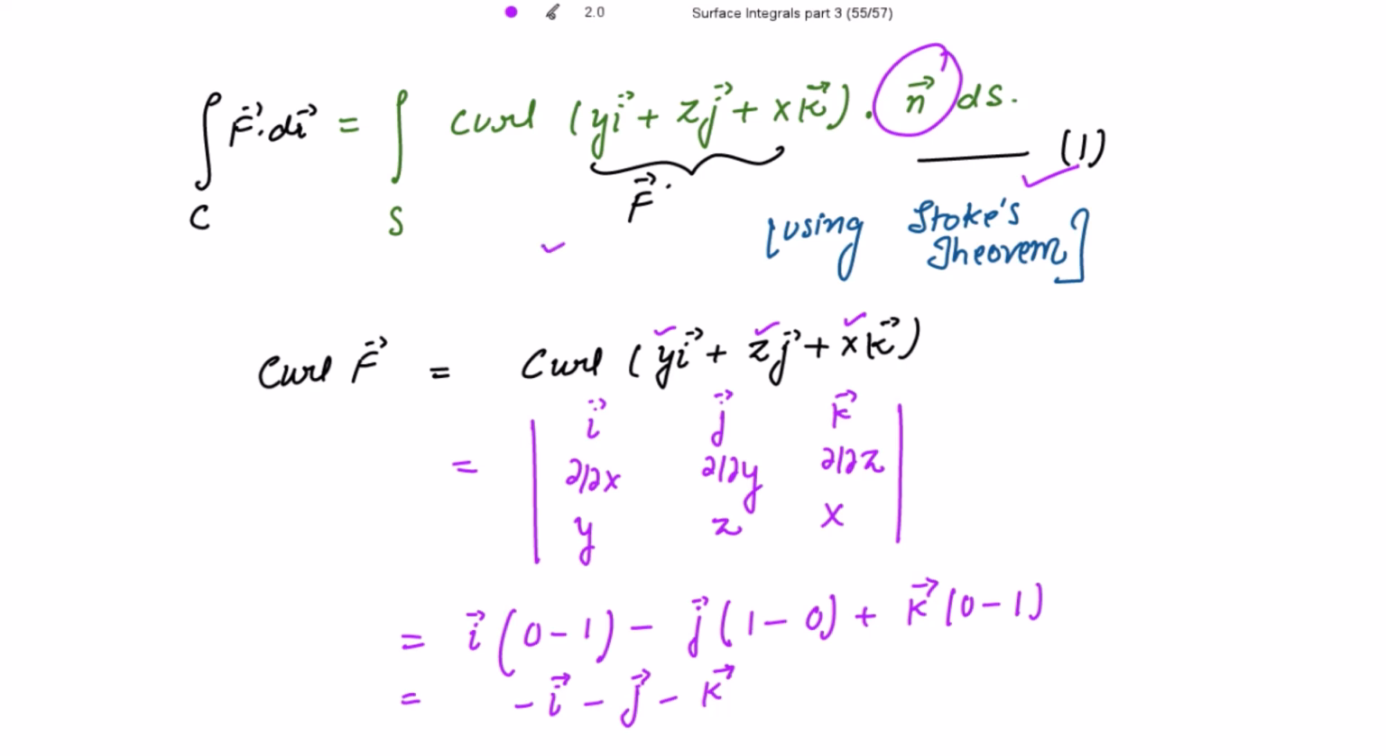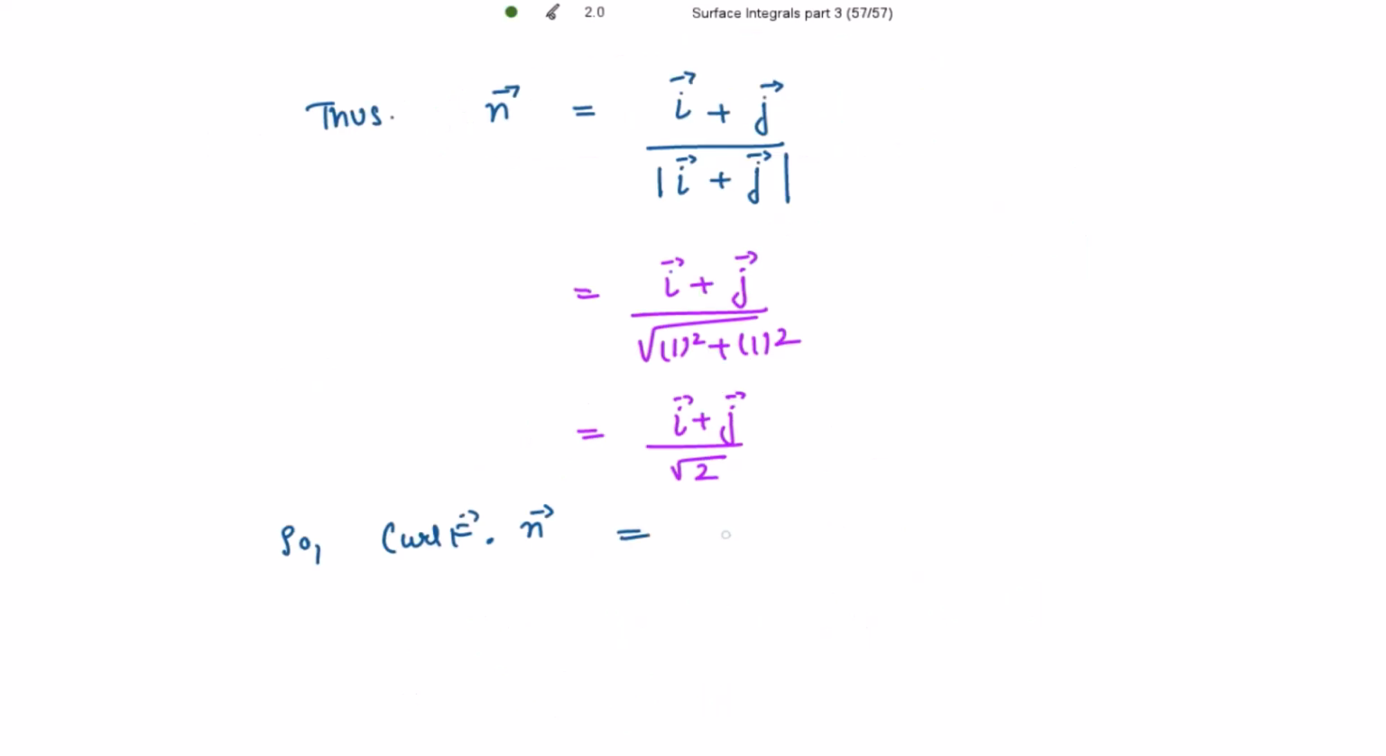Okay. So let's put this value of n vector back into equation 1, and also we need to put the value of curl of f over here. Let's first find the dot product of these two. So I'm writing this as minus of i vector plus j vector plus k vector, taking its dot product with the n vector. This is the n vector.